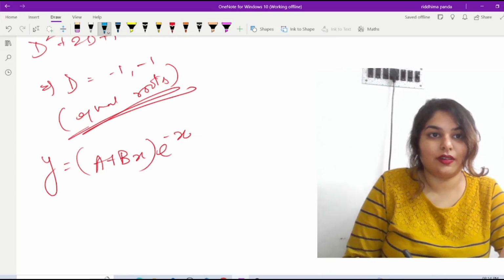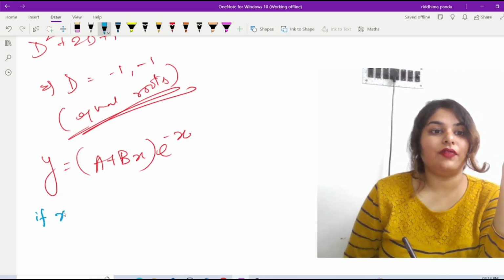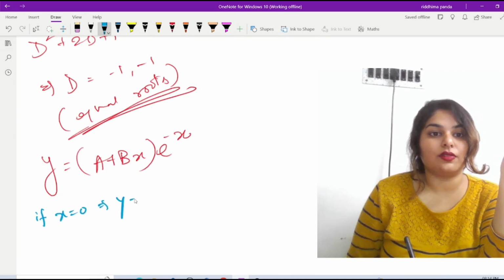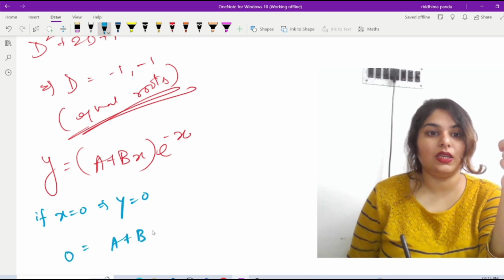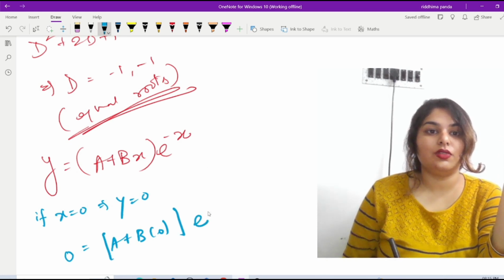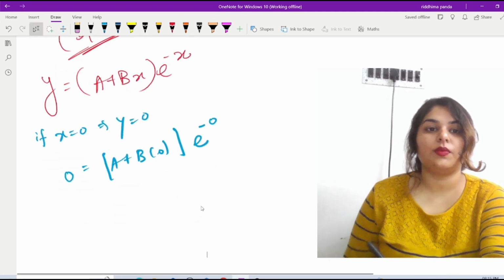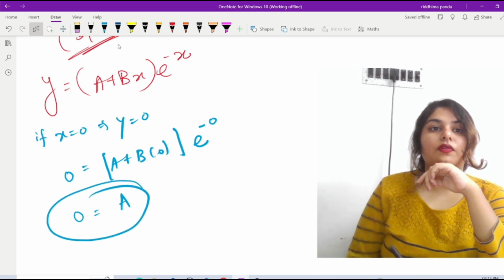What are the conditions that are given? The condition given is, if x is equal to 0, then y is equal to 0. So that means 0 is equal to (a plus b into 0) e to the power minus 0. So from here we have 0 is equal to a. So the value of a is 0.